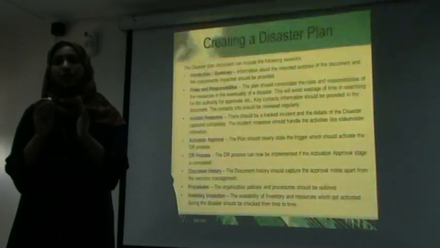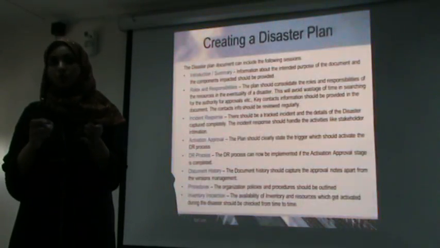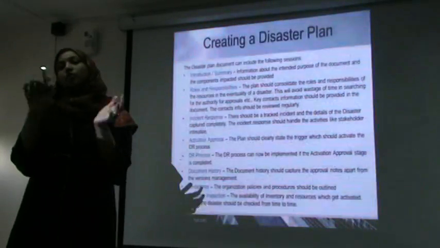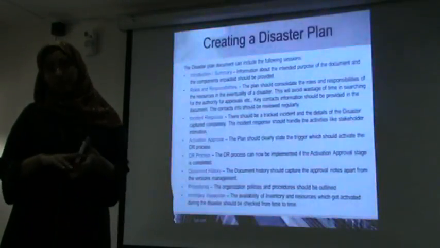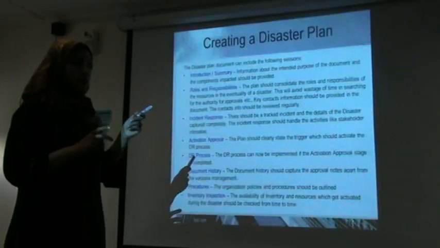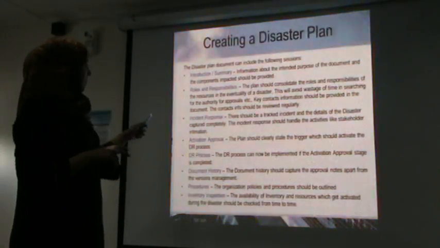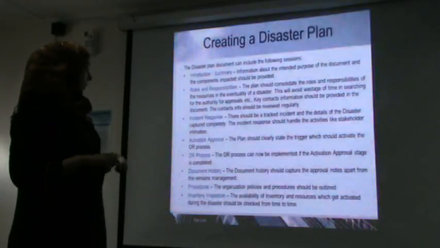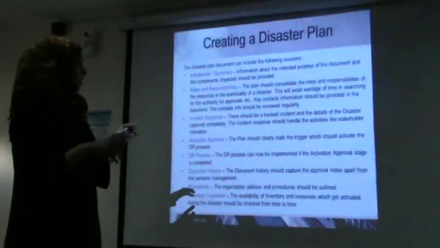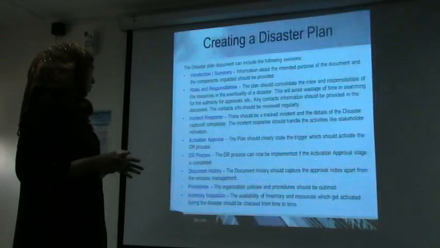Activation approval is the stage where the document clearly states what event will act as a trigger for the disaster recovery process to begin. The trigger is the one which will actually start the process. And when that happens, the DR process is begun and the document history is created. It should capture the approval notes, everything should be created.